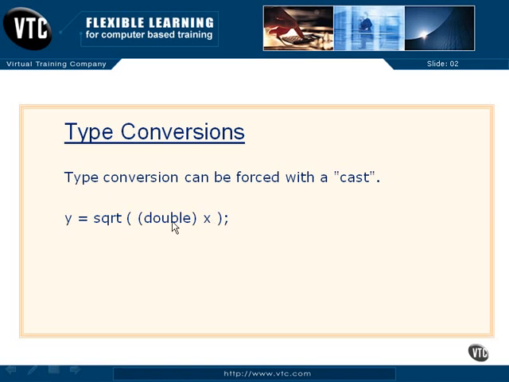And in this case, we're saying that the value of x will be cast to be a double, the appropriate number of bytes and floating point and all of that before it goes into the square root function. Square root is defined in the math.h library to return a double, so that's what will come out of square root, and it will go into y. Now, if y is not a double, the result will be demoted into whatever y happens to be.